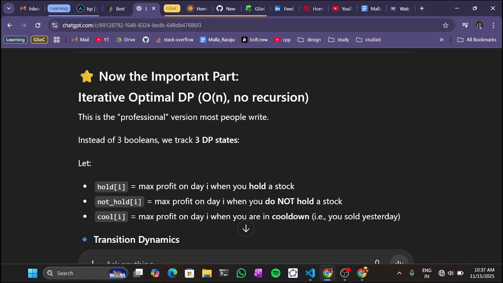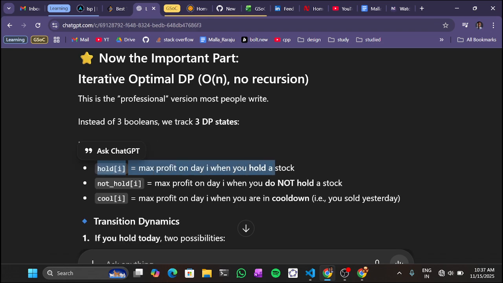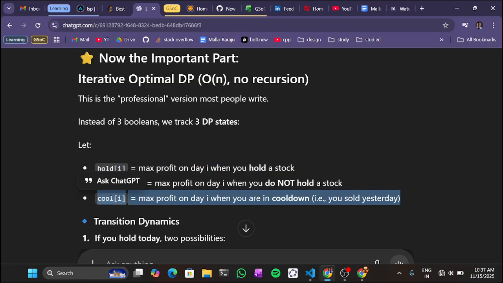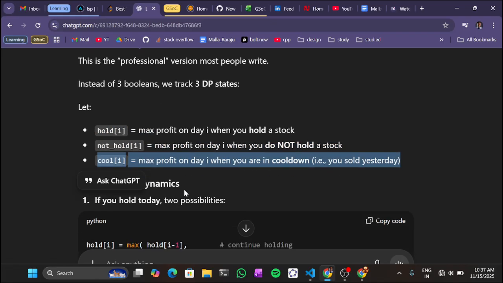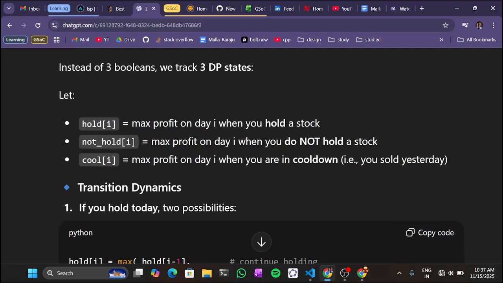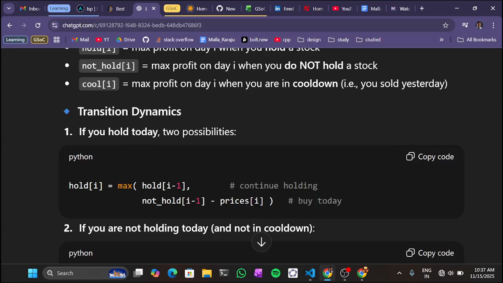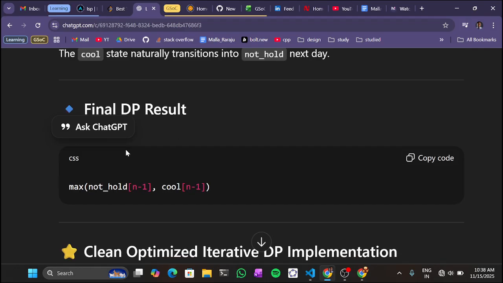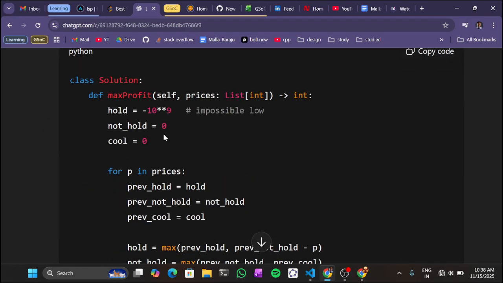Three booleans track three DP states. Max output of the day: hold, not hold. Max output of the day when you are in cooldown. Transition dynamics. If you hold today, let's see the problem entirely. You're holding, not holding, cooldown.